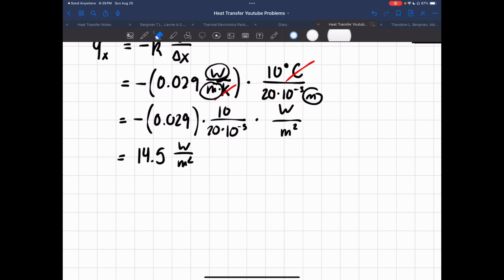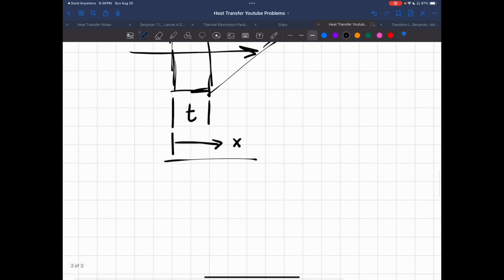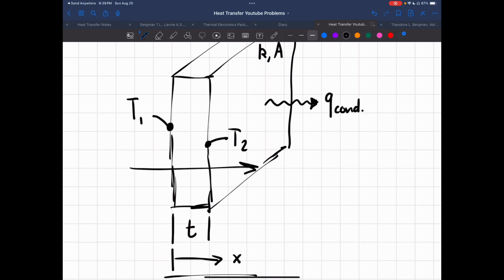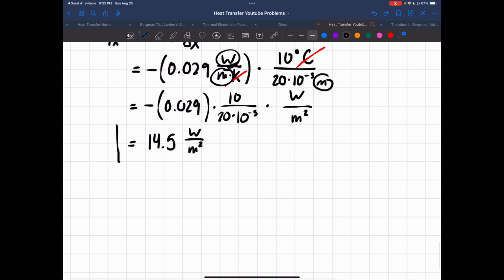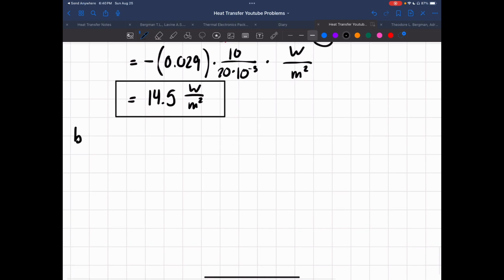And you may be saying, well, what should we do with that negative? Well, we can ignore that negative because it just tells us about directionality. And in this case, because our schematic has been drawn and we know which way the heat transfer is going, we can just say, okay, this right here is 14.5 watts per meter squared. So that's our answer for part A. And now let's move on to part B. So part B, we were asked to find Q sub x.